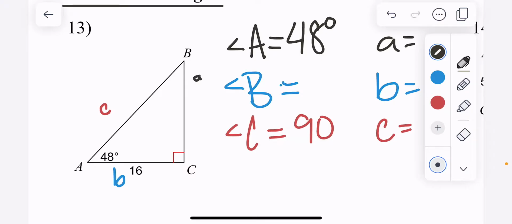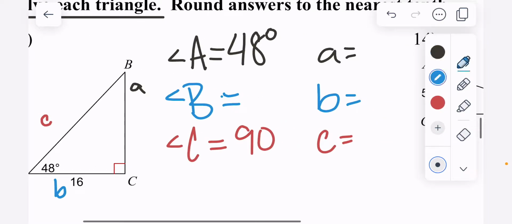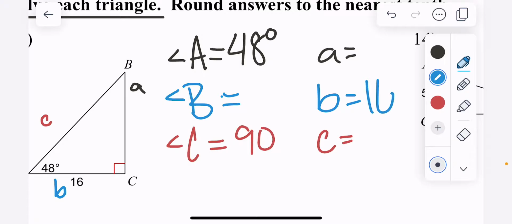Now, this is not to get confused with adjacent, hypotenuse, and opposite side. Those relate directly to the angle. So a is not necessarily my adjacent side. It's however it is, wherever it lays in reference to my angle. So in this case, the only side I know is b, which is 16.